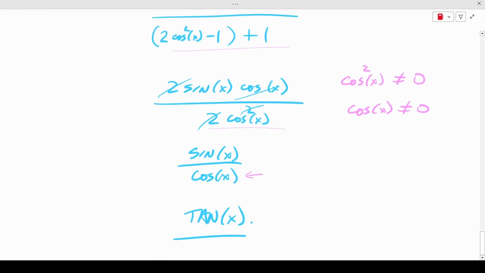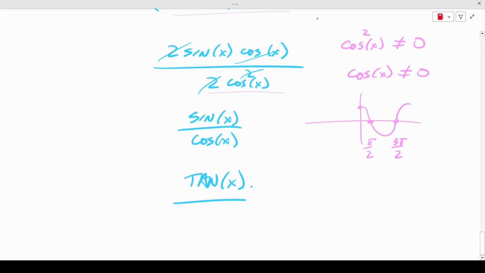Can't be 0. Now, that's pretty easy because we know that cosine of x is 0 at 90, 270, and so on, or pi over 2, 3 pi over 2, and so on. All the odd multiples of pi over 2. So I would say that my final answer is tangent of x, where x is not pi over 2 or 3 pi over 2 if I just use one revolution around the circle.